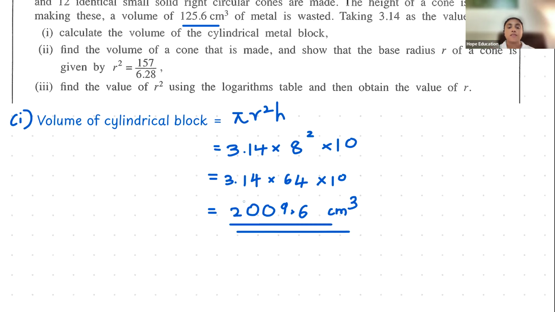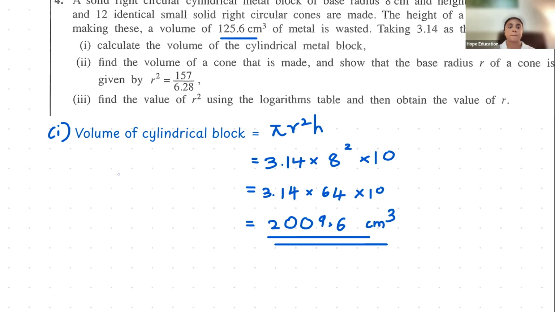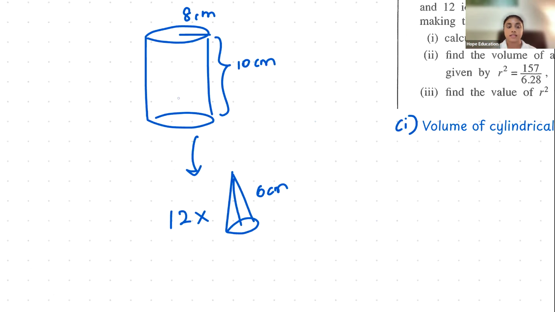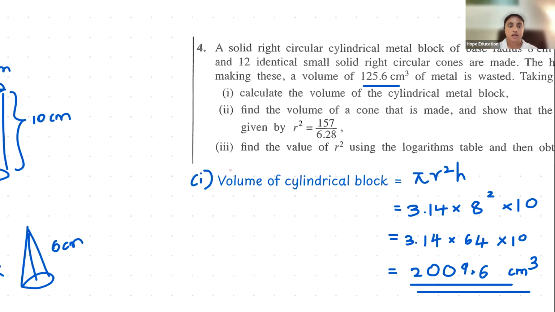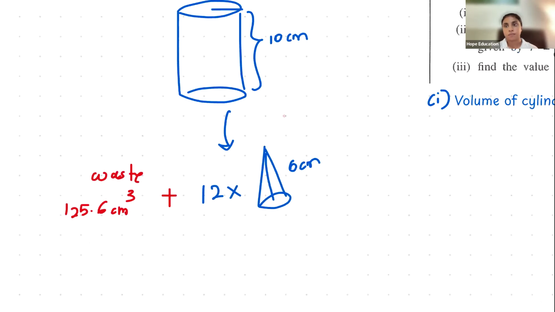Okay. Find the volume of a cone that is made, and show that the base radius r of a cone is given by the expression. Now, when this cylinder was melted to make 12 cones, they said some waste was also produced. The waste was 125.6 cubic centimeters. When you add the waste volume and the volume of the 12 cones, you should get the cylinder volume, because when you melt the cylinder, you got 12 cones plus a waste of 125.6.